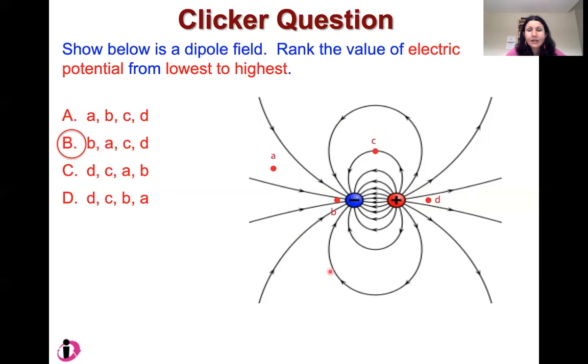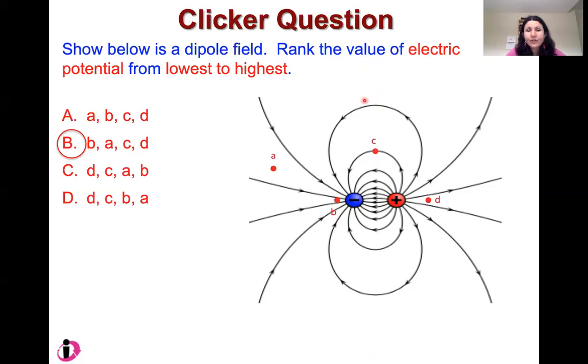Why is that? Think about the central point right in the middle. If we use superposition here, one charge is positive, one is negative. If you're right in the middle, you're the same distance away. So the r part is the same, but the charges are different, so the voltages are going to cancel. Right in the middle, it's going to be 0.